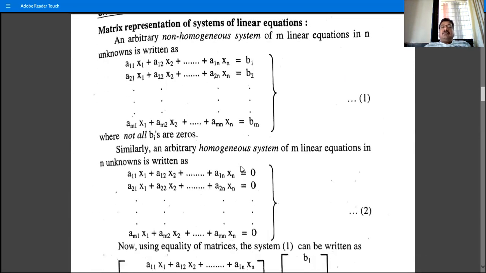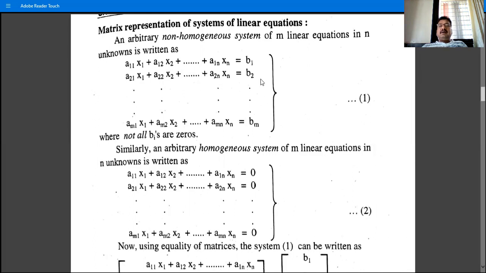So the next topic is system of linear equations. This is a non-homogeneous system: A11 x1 plus A12 x2, and so on. What are A11, A12, A1n, A21, A22? All these are constants, real numbers. And B1, B2, Bn are also real numbers. So here not all B's are 0. That is, B1, B2, Bm are not all 0.